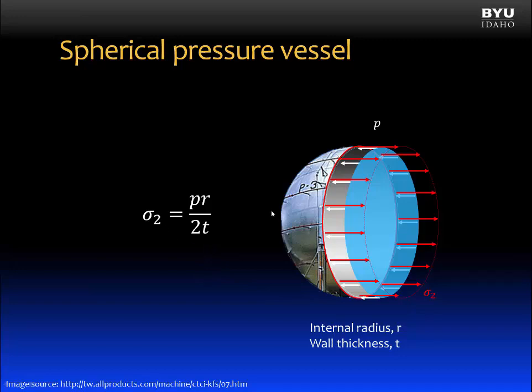And sigma 2 will exist no matter how you cut your circumference through the sphere, which means that the sphere only feels the stress of sigma 2, which is PR over 2t. This means that the maximum wall stress in a spherical pressure vessel is half as much as the maximum wall stress in a cylindrical pressure vessel.